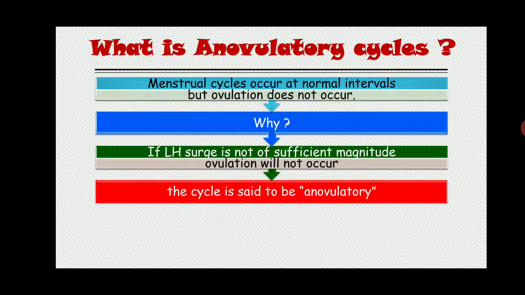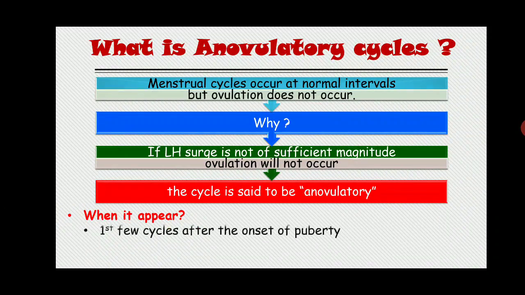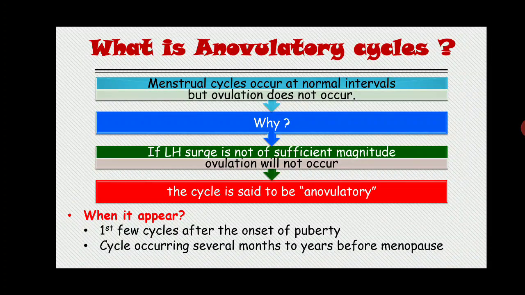Now when will this cycle appear? It will appear in the first few cycles at the onset of puberty. Second, it will occur several months before the menopause. So what is an anovulatory cycle? An anovulatory cycle is a cycle in which menstruation is present but ovulation does not occur.